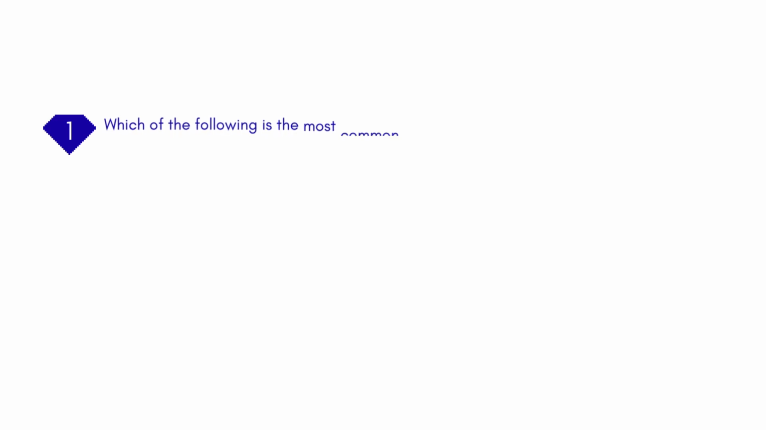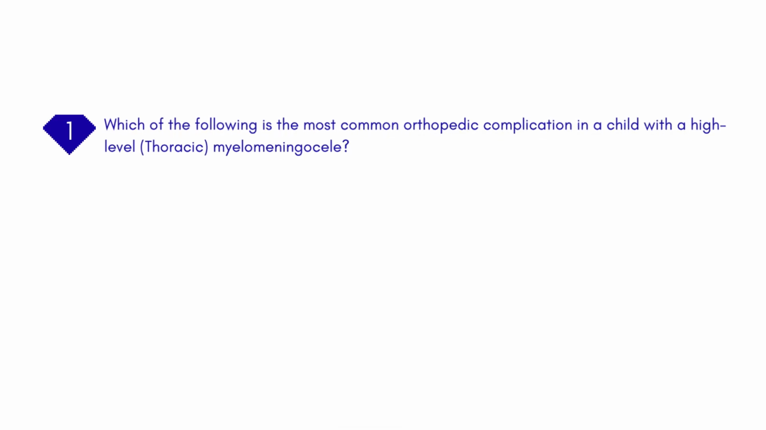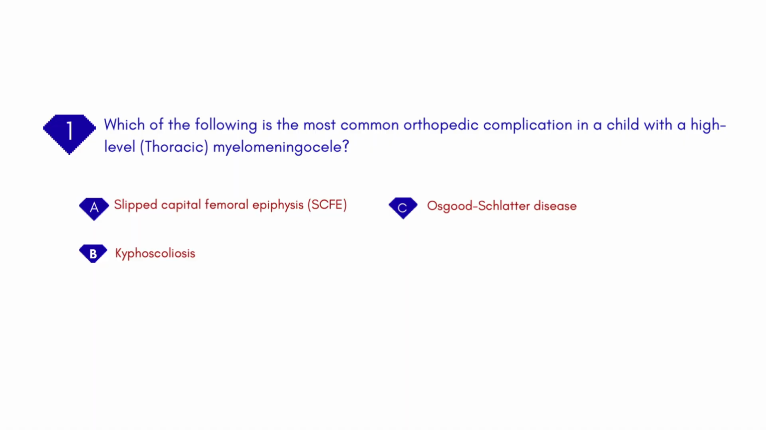Which of the following is the most common orthopedic complication in a child with a high-level, thoracic, myelomeningocele? A. Slipped capital femoral epiphysis, SCFE. B. Kyphoscoliosis. C. Osgood-Schlatter disease. D. Meniscal tear. Answer: B.